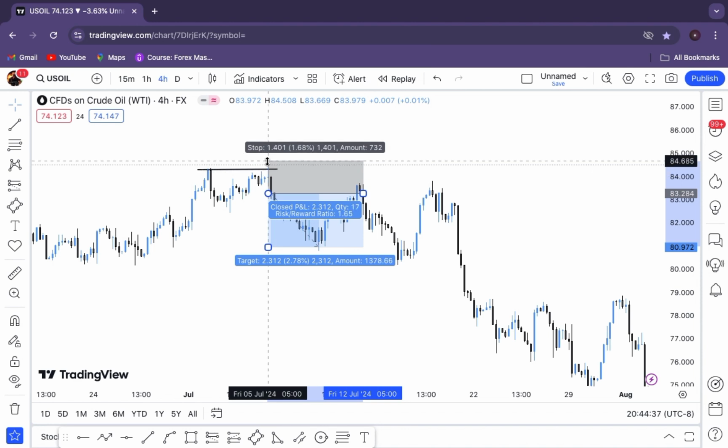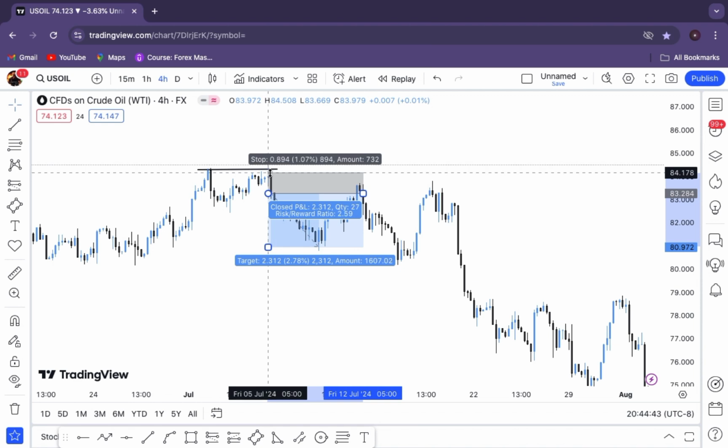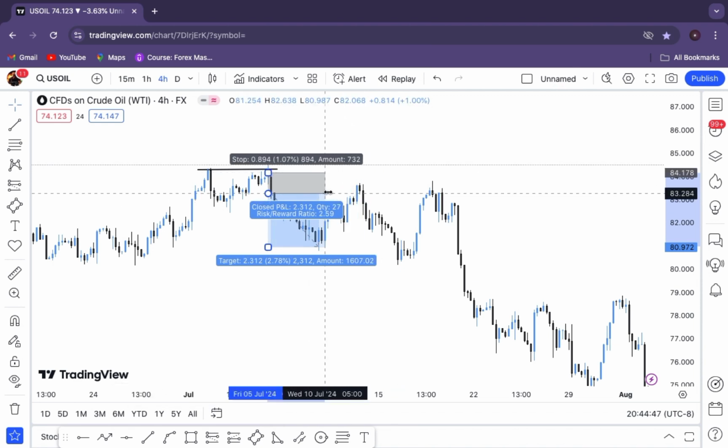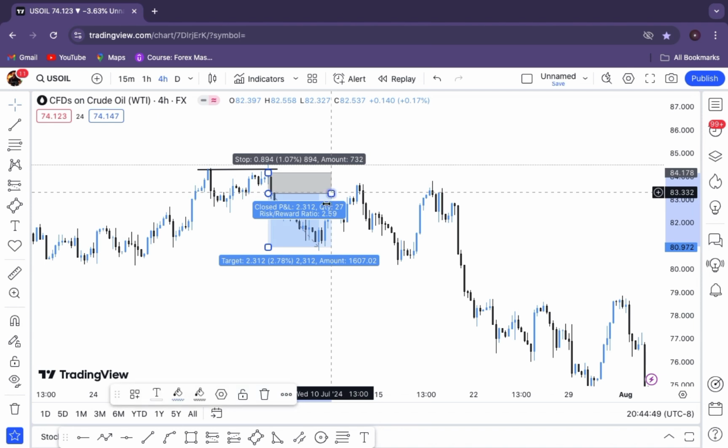Now the right way would have been here at this wick, but this pair is very, very volatile, so we just have to bring it to the top of that candle, the momentum candle. And here we have our 1:2.59 risk to reward, TP smash.